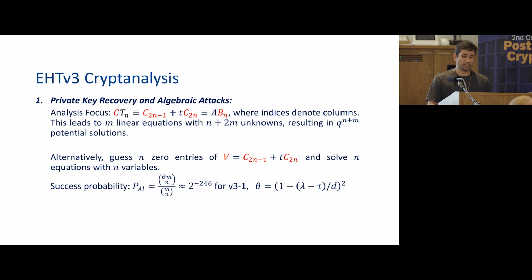This leads to M linear equations with n plus 2m unknowns, resulting in q to the power of n plus m potential solutions. Alternatively, we can guess n0 entries of some v, which is equal to that expression, and solve n equations with n variables. And the success probability for this for version 3 level 1 is approximately 2 to the power of negative 246. So supposedly it is secure.